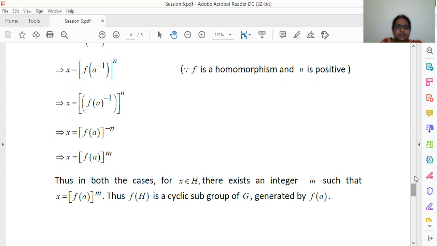That is, it has to be a group by itself, which means it has to satisfy all the postulates or axioms, that is, it has to satisfy closure, associativity, existence of identity, and existence of inverse with respect to the same binary operation that G is having.